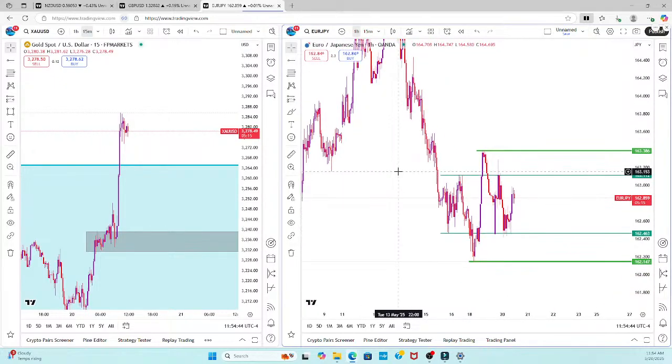I think we're going to end the live. Do you trade US30? No, I don't. The only pairs that I tend to trade are gold, GBP USD, and AUD USD. Those are the main pairs.